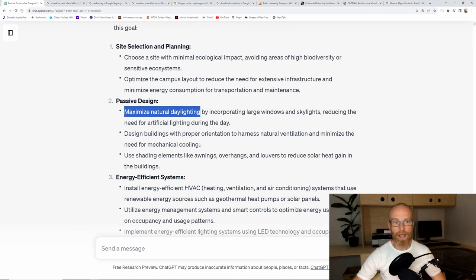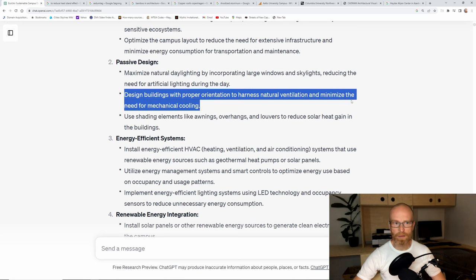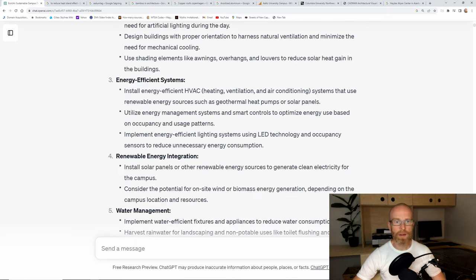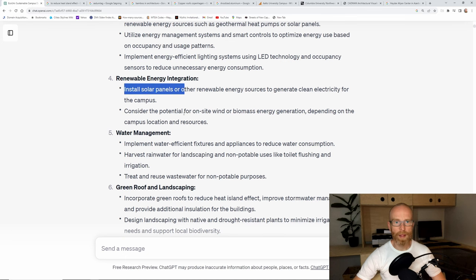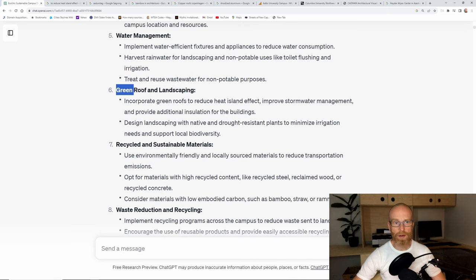Passive design here, maximize natural daylighting. Incorporate large windows and skylights, reducing the need for artificial light during the day. Design the building with proper orientation to harness natural ventilation and minimize the need for mechanical cooling. That's a non-problem in Denmark, but use shading elements like awnings, overhangs, and louvers to reduce solar heat gain in the building. Install obviously a heating, ventilation, and air conditioning system. Utilize energy management systems. Implement energy efficient lighting systems. Renewable energy integration. Install solar panels. Water management. Harvest rainwater, for example. Treat and reuse wastewater. Green roof and landscaping, incorporate a green roof to reduce the heat island effect.